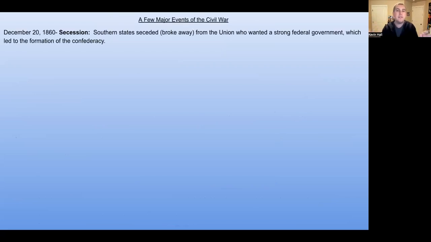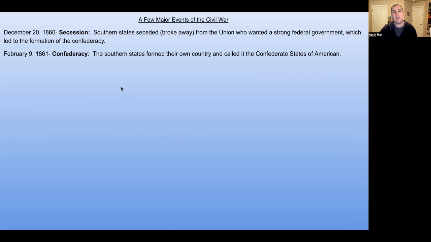We're going to summarize some of the key events that happened during the Civil War, okay? So starting on December 20th of 1860, that is when the Southern states seceded. So to secede means to break away. Remember, those states in the South felt like their way of life, namely slavery, was being threatened. And so because of that, they left the United States and they formed their own Confederate States of America. And that became official on February 9th of 1861.